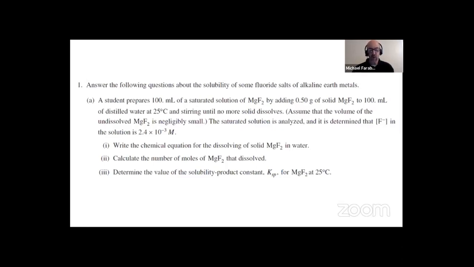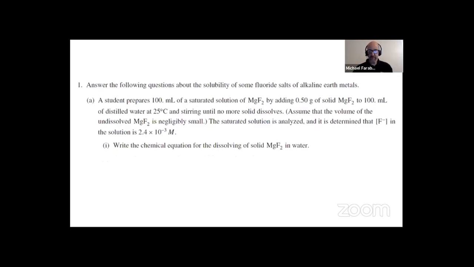All right, so Roman numeral 1 of this question, write the chemical equation for the dissolving of solid magnesium fluoride in water. So we have our solid magnesium fluoride, and it dissociates into magnesium ions and fluoride ions. So make sure that you balance your equation and that you include the charges on the ions. You don't necessarily have to include the phases of matter, in this case S for solid and AQ for aqueous, but I just did that just to be complete. Definitely make sure you have the correct symbols, charges, and that the equation is balanced.